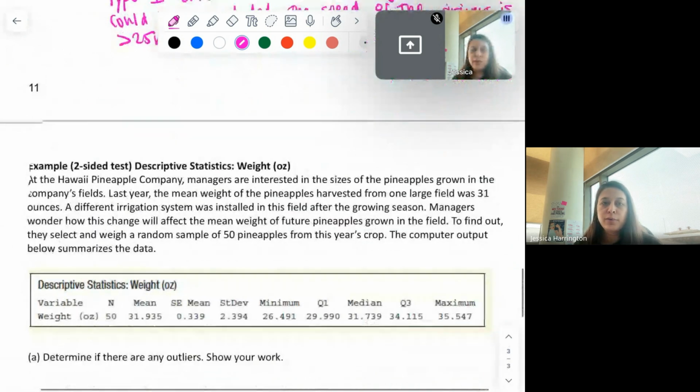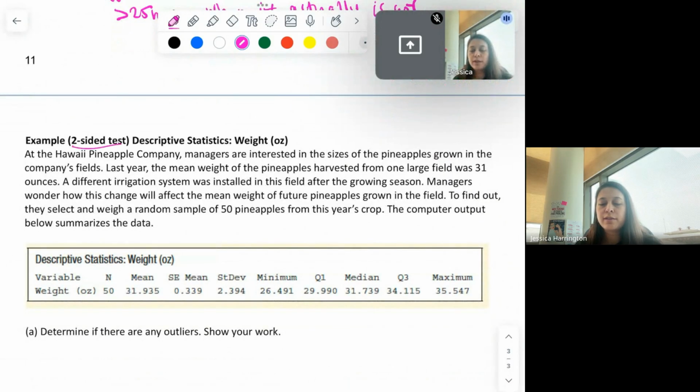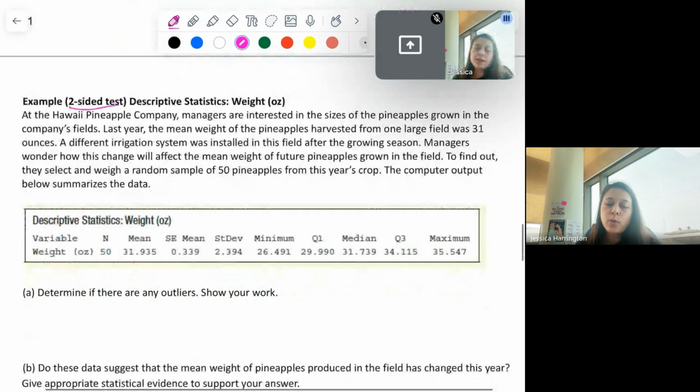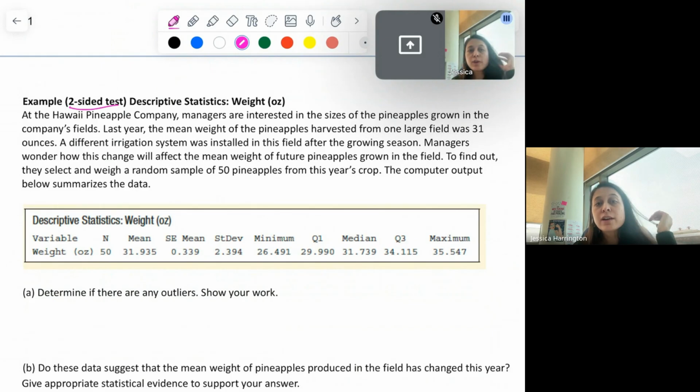We're going to do another example, but this time it is a two-sided test. And so hopefully you're thinking about, oh yeah, I know what that means now. All right, so this one's about pineapples. It says, at the Hawaii Pineapple Company, managers are interested in the size of the pineapples grown in the company's fields. Last year, the mean weight of the pineapples harvested from one large field was 31 ounces. A different irrigation system was installed in this field after the growing season. Managers wonder how this change will affect the mean weight of the future pineapples grown in the field. To find out, they select and weigh a random sample of 50 pineapples from this year's crops. The computer output below summarizes the data.